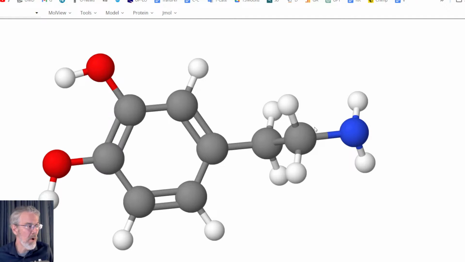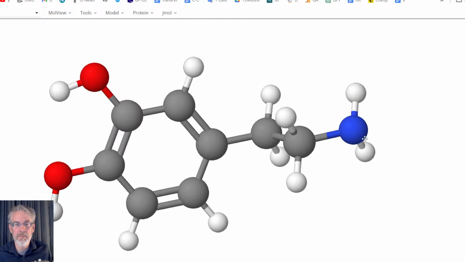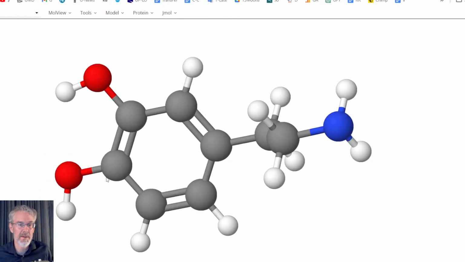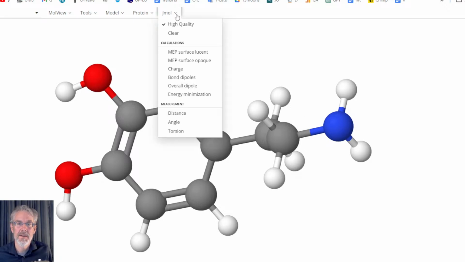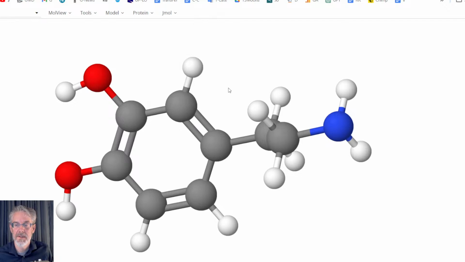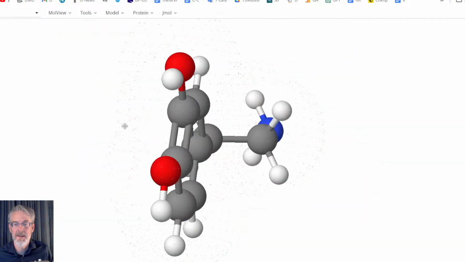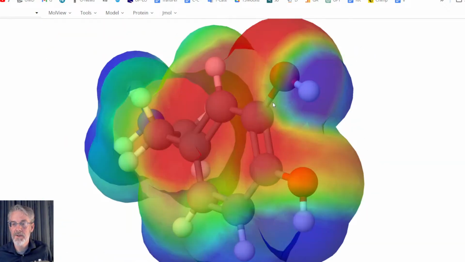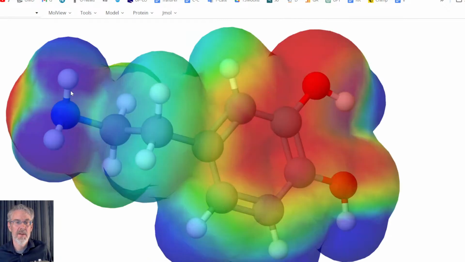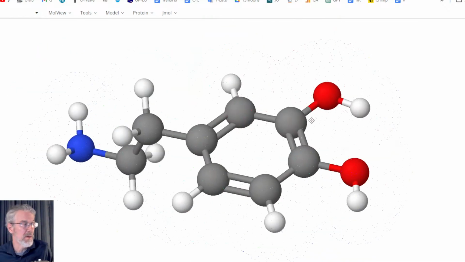So is dopamine polar or non-polar? That's an interesting question. I think it's pretty obvious. If you've got a bunch of oxygens here, let's look at the surface. Yeah, that's a pretty polar molecule. Look at the blue here and the red on each side. So this would dissolve in water because water's polar and dopamine's polar. So this would dissolve in water pretty well.